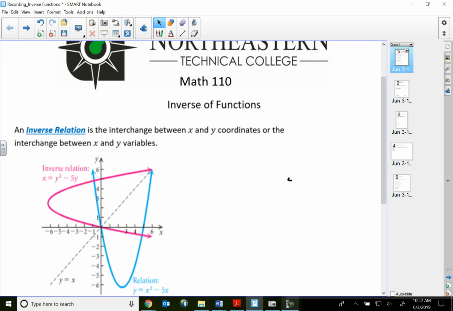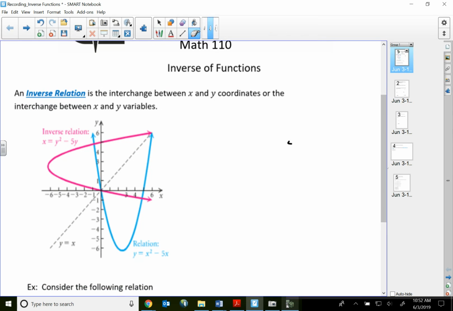The inverse relation is actually referring to the interchange between the x and the y coordinates, or the interchange between the x and the y variables. So inverse is about interchange between the x and y variables or x and y coordinates.